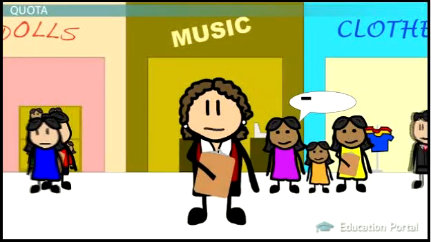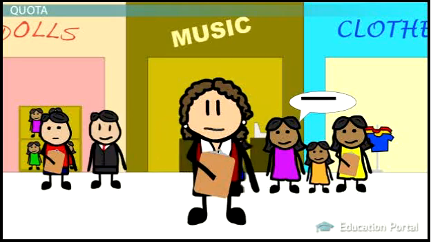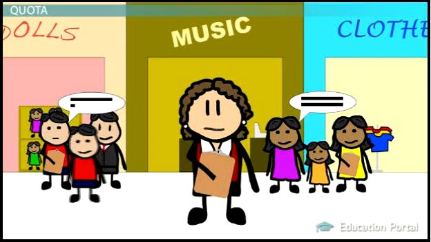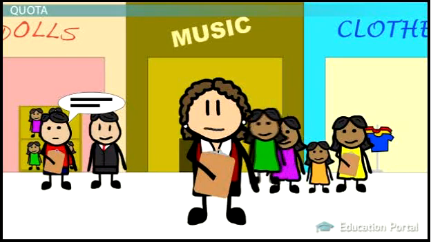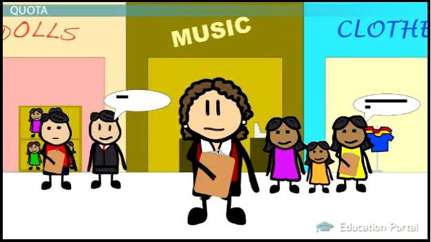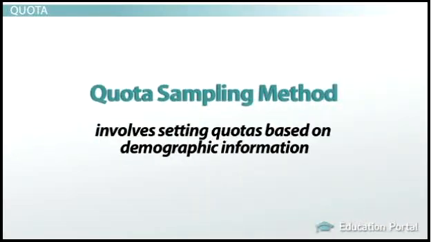For a moment, though, let's say that Kiera and her research assistants are able to go to a mall at a time when the entire population of American adults is represented. She still has to choose which people to survey. How should she do that? One way to choose is to use the quota sampling method, which involves setting quotas based on demographic information, but not randomly selecting subjects for each quota.